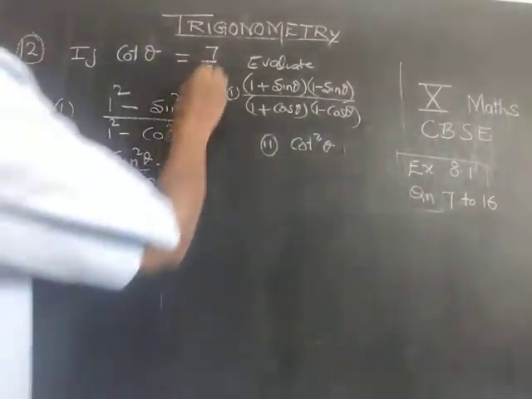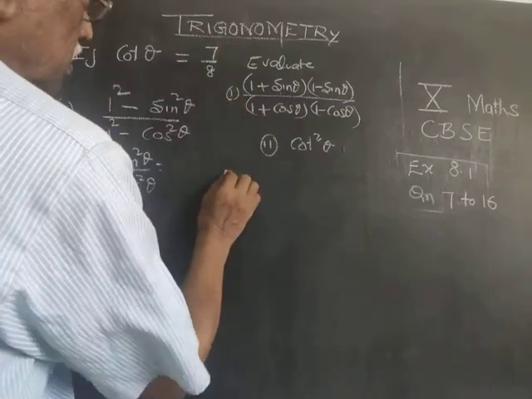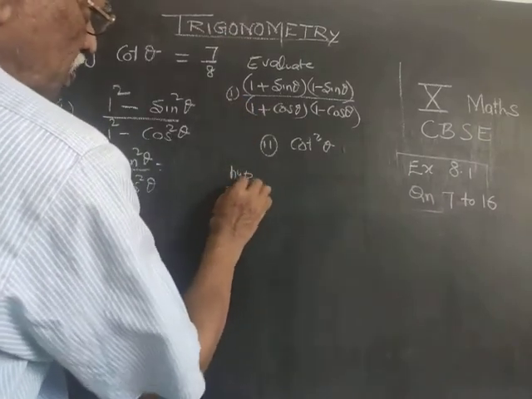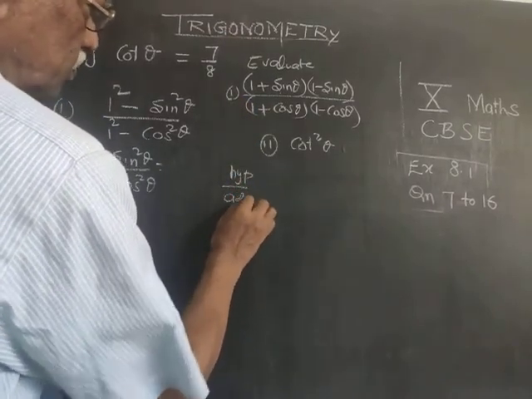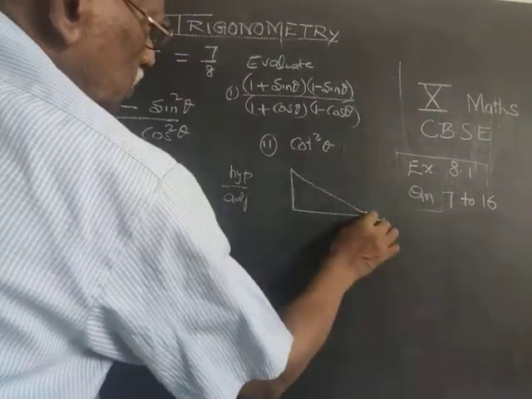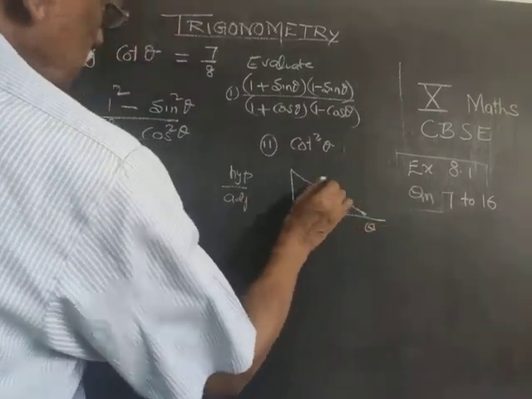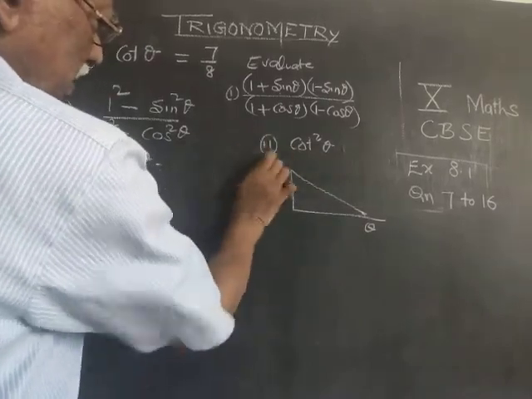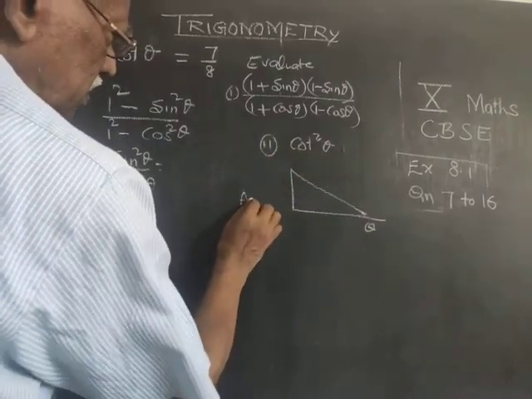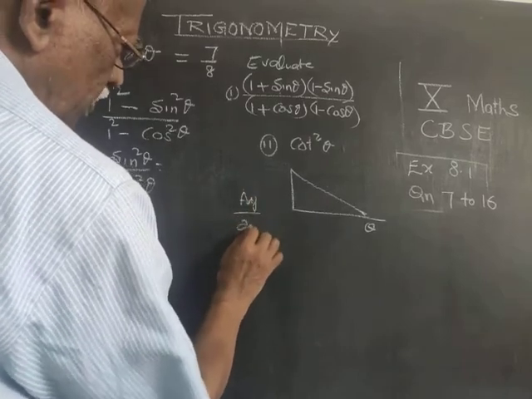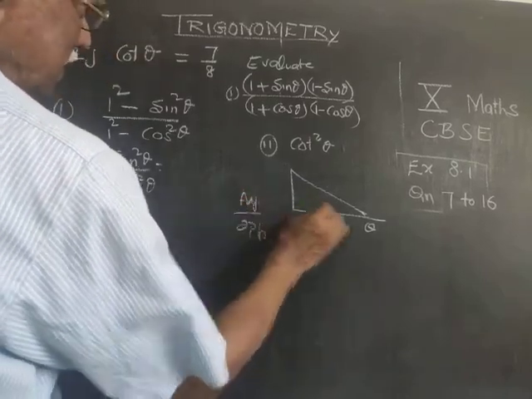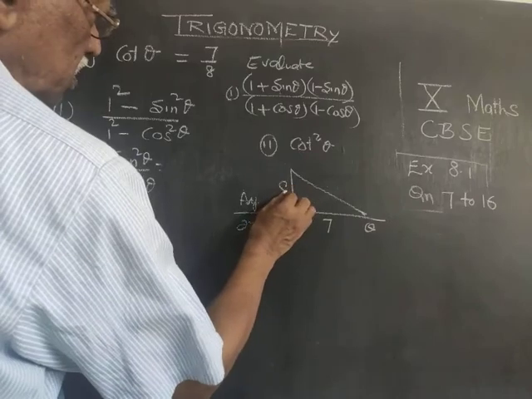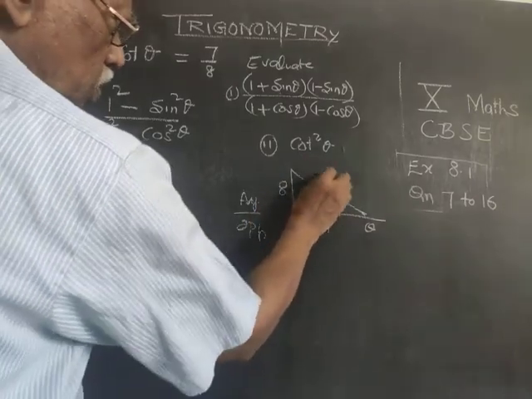What is cot theta? Cot theta is adjacent by opposite, so if this is theta, tan theta is opposite by adjacent. This is adjacent side by opposite side. So adjacent is given 7, opposite is given 8. The hypotenuse of course is root of 113.